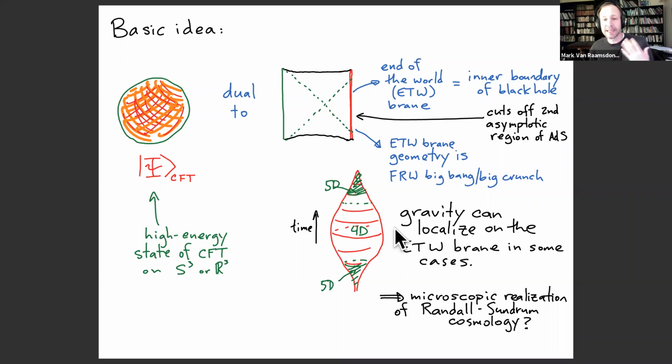Okay. That's the idea here, that in certain cases, for certain choices of states, maybe this end of the world brane is actually very far behind the black hole horizon and can be understood as cutting off the asymptotically AdS spacetime that forms the second asymptotic region. In this case, we might be able to have gravity localize on this end of the world brane. Then we would have not only a geometry for the end of the world brane that's a 4D FRW Big Bang Big Crunch geometry, but we would also have 4D gravity. So the effective description would be 4D cosmological physics.